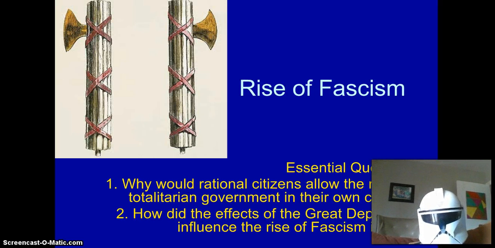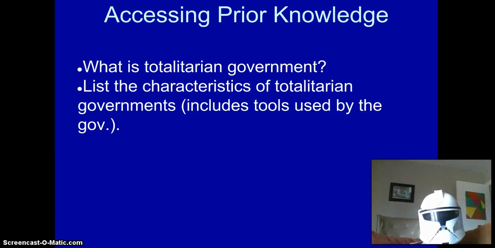We're going to look at the rise of fascism, where the essential question is, how would rational citizens allow the rise of a totalitarian government in their own country? And how did the effects of the Great Depression influence the rise of fascism in Italy? So you need to remember these two questions as we go through the PowerPoint.